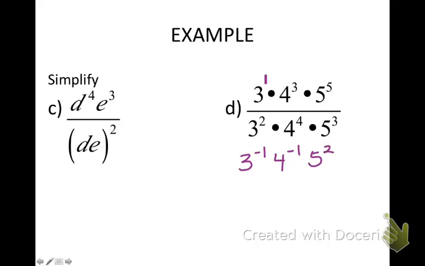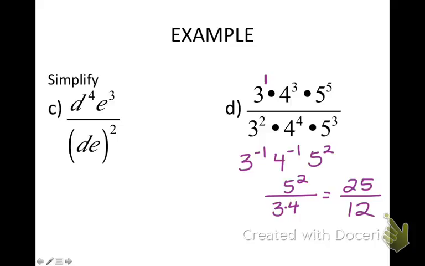What's going to move to the denominator? 3 to the negative 1 and 4 to the negative 1. So I'm left with 5 squared up top, 3 to the positive 1 times 4 to the positive 1. So it'd be 12. So what do I get? 12 in the denominator. What do I get in the numerator? 25.